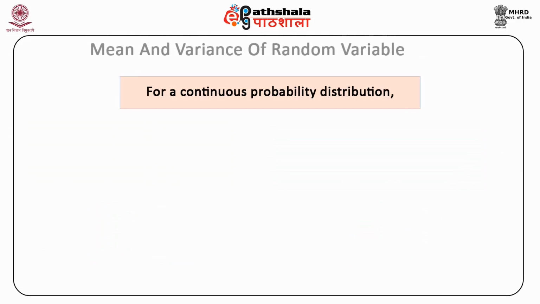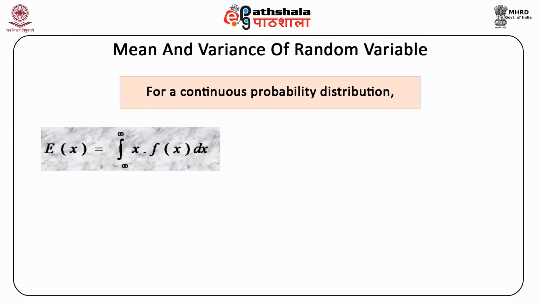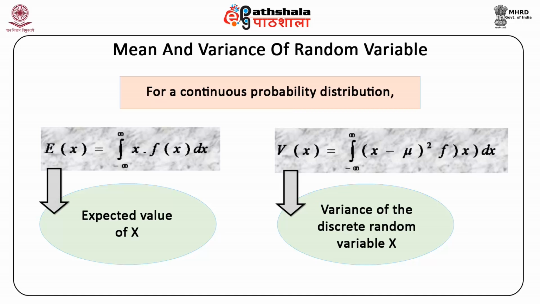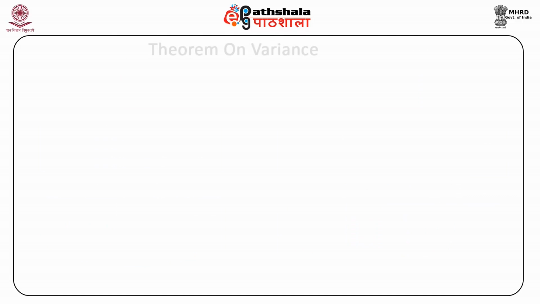For a continuous probability distribution, E of x is equal to the integral from minus infinity to plus infinity of x f(x) dx. V of x is equal to the integral from minus infinity to plus infinity of (x minus mu) whole square f(x) dx, where E of x is the expected value and V of x is the variance of the continuous random variable x with probability distribution f(x). Let us now look at the theory on variance.